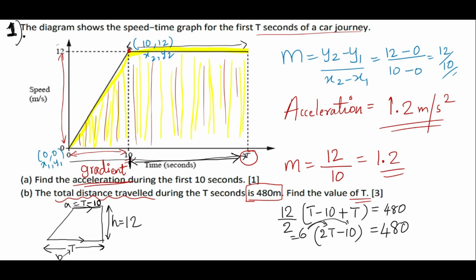You can expand it if you want, or you can just divide 480 by 6 and then simplify further. So I'm just expanding it here. I have 12t minus 60 equals 480. So 12t is going to be 480 plus 60, which is 540. So 12t is equal to 540, and t is nothing but 540 divided by 12, and the answer is 45.